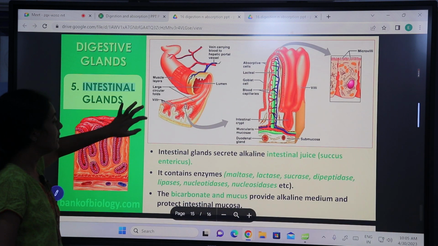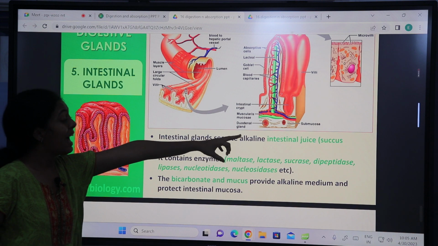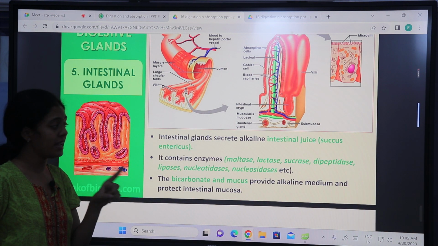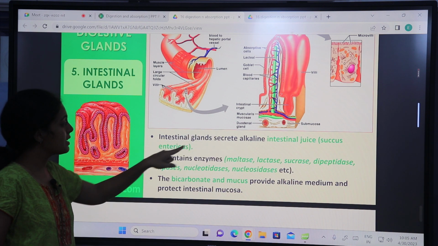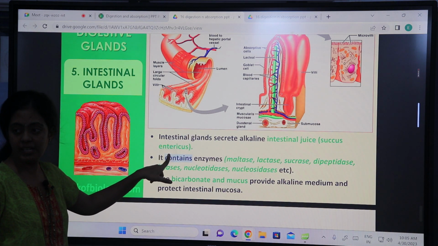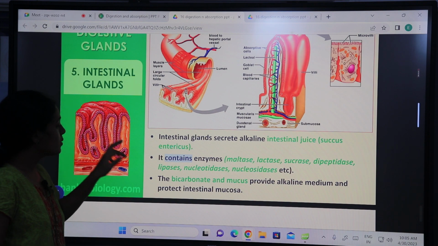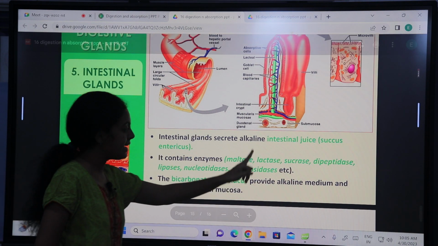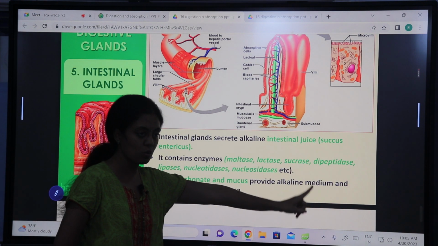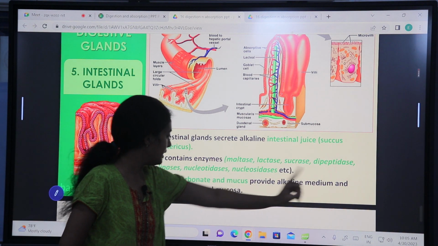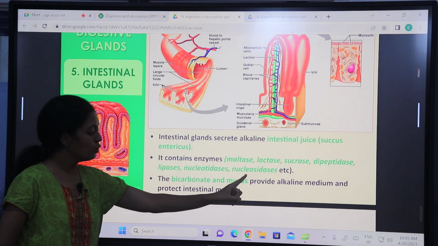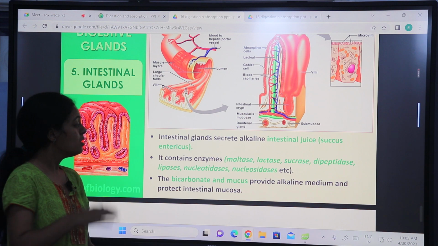So the intestinal glands secrete alkaline juice. Again, remember, intestinal juice is also alkaline. The juice is called succus entericus, which I already discussed. What are the enzymes present in your intestinal juice? Maltase, lactase, sucrase, dipeptidase, lipase, nucleotidases, nucleosidases.